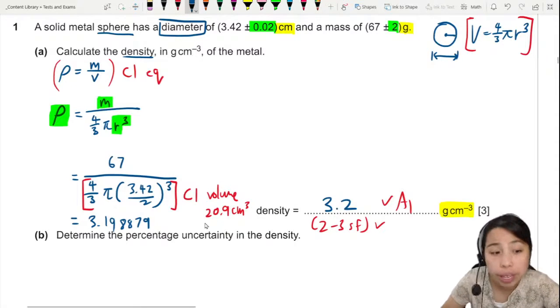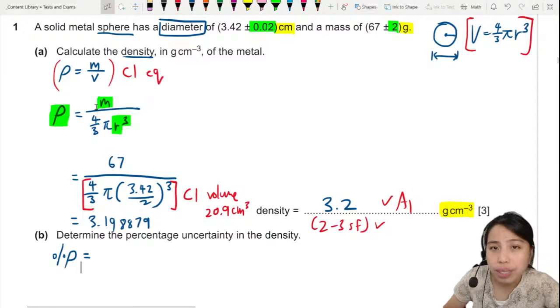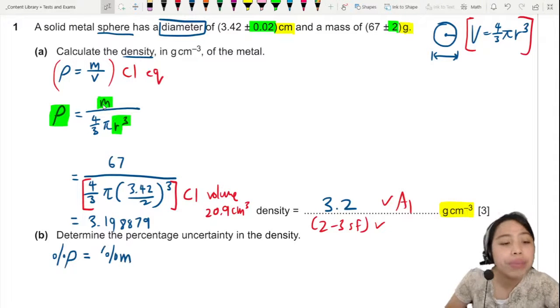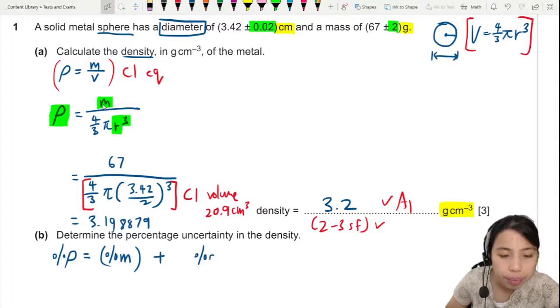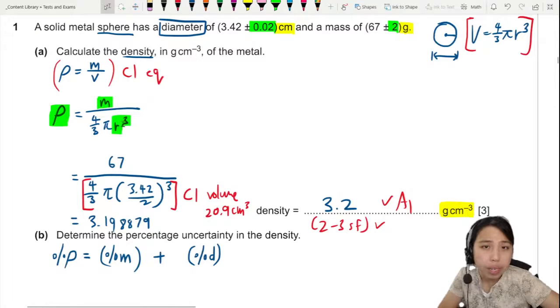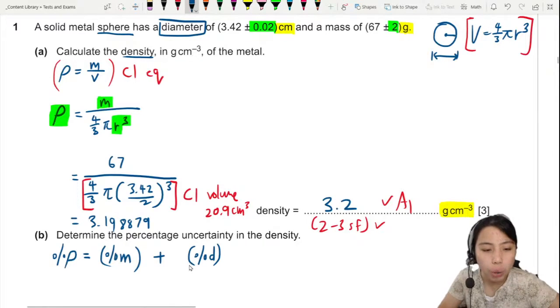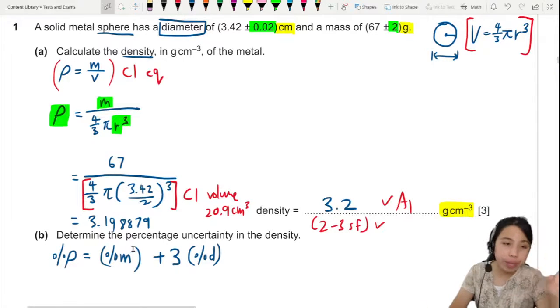If I want to find the percentage uncertainty in density, rho, remember just now we said what contributes uncertainty? Mass, right? So we've got uncertainty in mass, plus uncertainty in radius or diameter. I think we can just go with diameter. But be careful, there's a cube. So you need to multiply by the power. So uncertainty multiplied by power. Okay, we have to use percentage here.